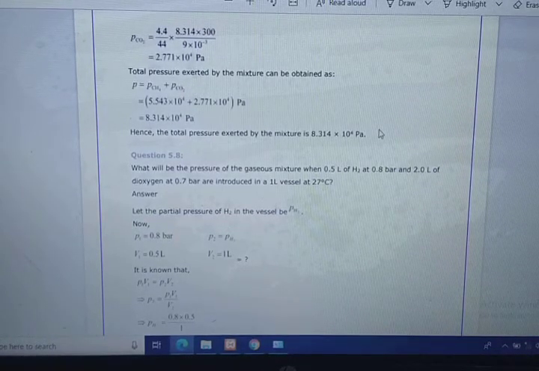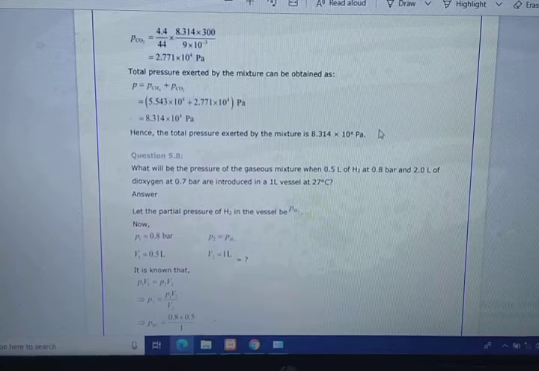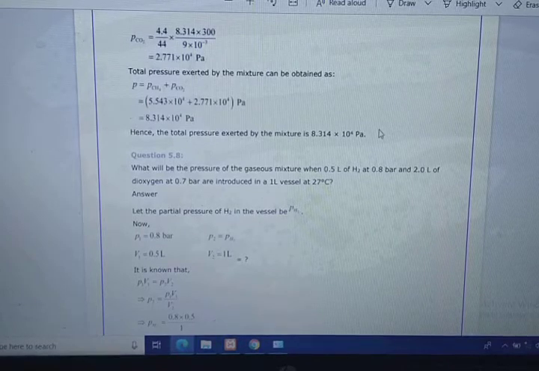Now we are moving towards question number 8. What will be the pressure of the gaseous mixture when 0.5 liter of hydrogen at 0.8 bar and 2 liter of dioxygen at 0.7 bar are introduced in a 1 liter vessel at 27 degrees Celsius? The partial pressure of hydrogen in the vessel will be pH2. Now P1 is equal to 0.8 bar, P2 is equal to pH2, V1 is equal to 0.5 liter, V2 is equal to 1 liter.